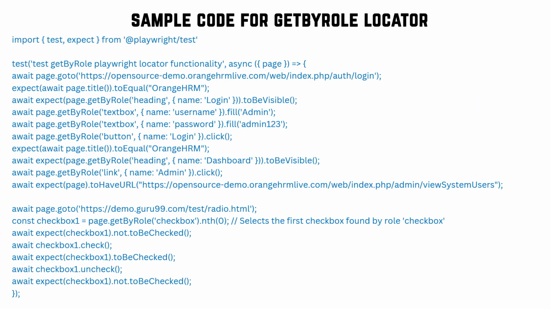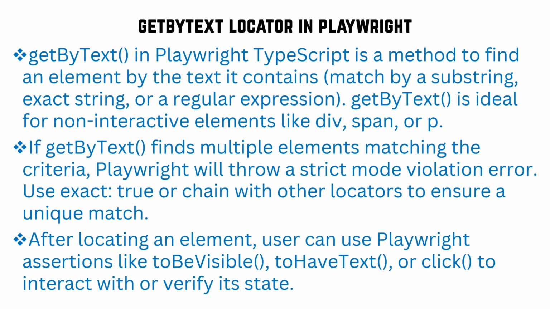Now let's understand the other couple of locators, called get by text locators. Get by text is nothing but a method to find an element by its text contents, matching by substring, exact string, or regular expression. Get by text is primarily ideal for non-interactive elements like div, span, or paragraph. If get by text finds multiple elements matching the criteria, Playwright will throw a strict mode violation error. You need to use exact: true or chain with another locator to ensure a unique match. After locating an element, the user can use Playwright assertions like toBeVisible, toHaveText, or click to interact with and verify its state.